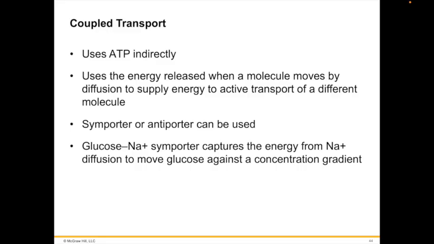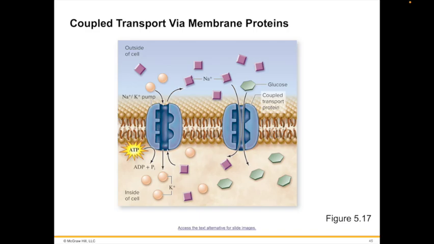In countertransport, the cell uses energy released as sodium moves down its concentration gradient into the cell to eject a substance against its concentration gradient. In both co-transport and countertransport, the potential energy in the concentration gradient of one molecule is used to transport another molecule against its concentration gradient. They differ only in the direction the second molecule moves relative to the first. So this is showing you all coupled transport.